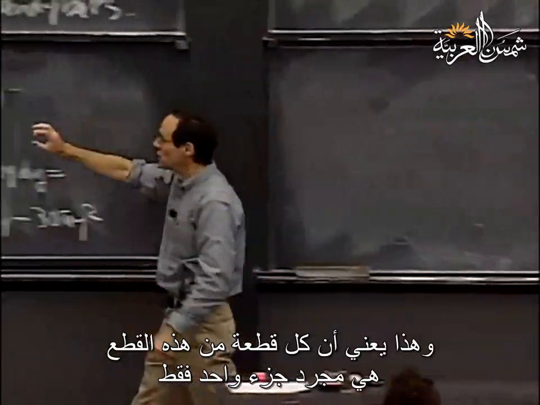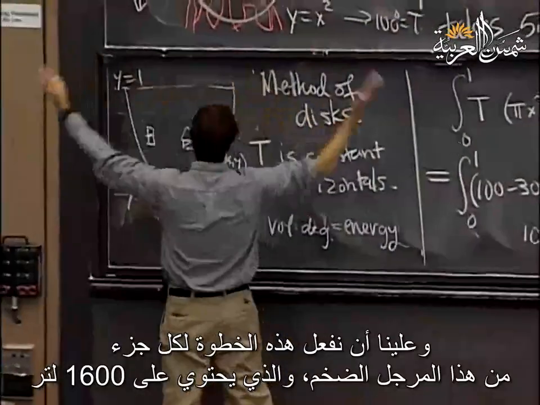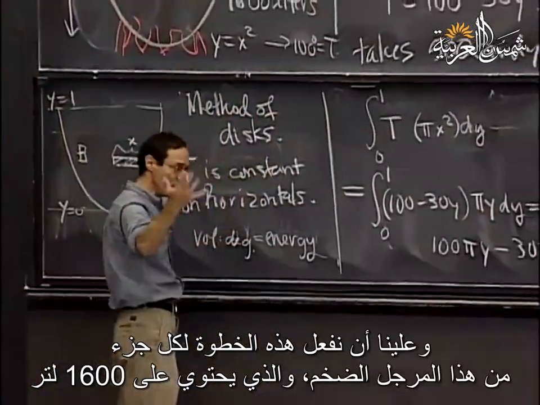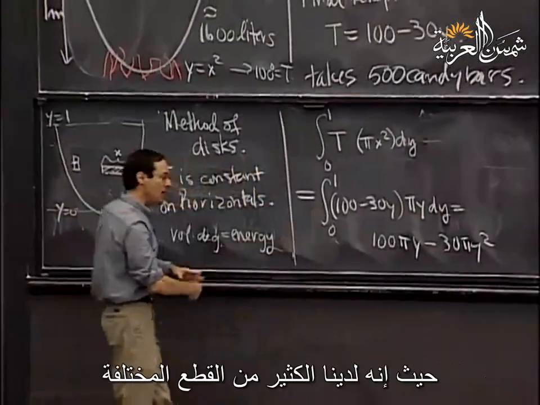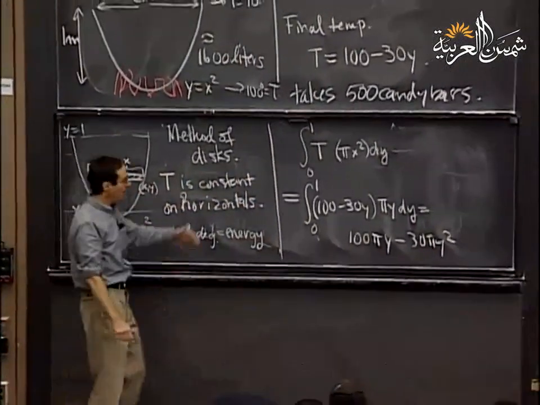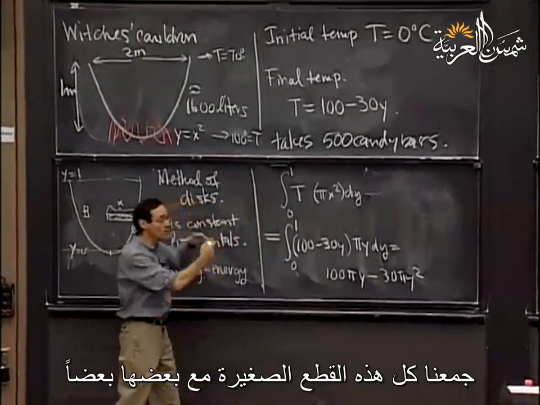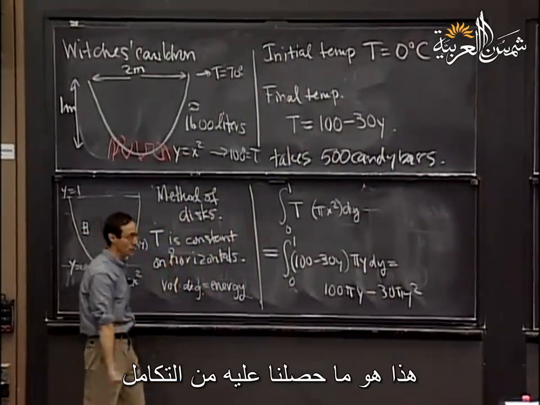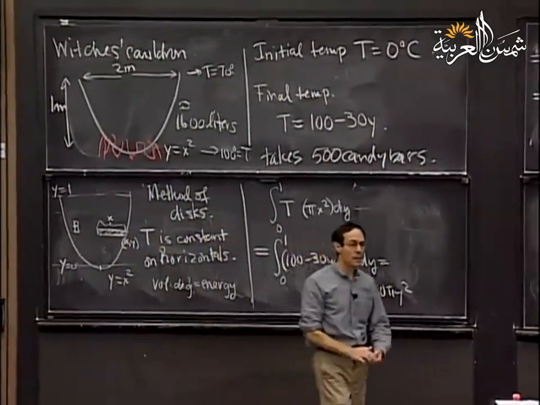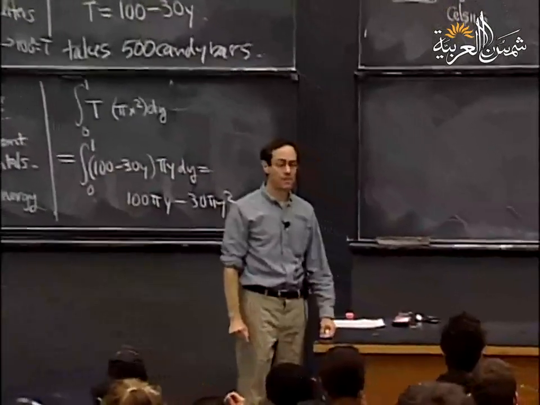So in other words, each of these cubes is one thing, and now we have to add it up over this massive thing, which is 1,600 liters, and we have a lot of different little cubes, and that's what we did when we glommed them all together. That's what the integral is doing for us. Other questions?